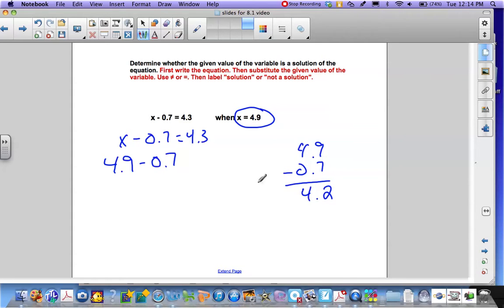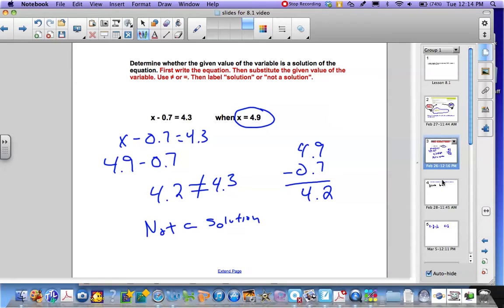So 4 9/10 - 7/10 is 4 2/10, and that is not equal to 4 3/10. So x = 4 9/10 is not a solution. I'm going to label that not a solution. Okay, let's look at a couple more.